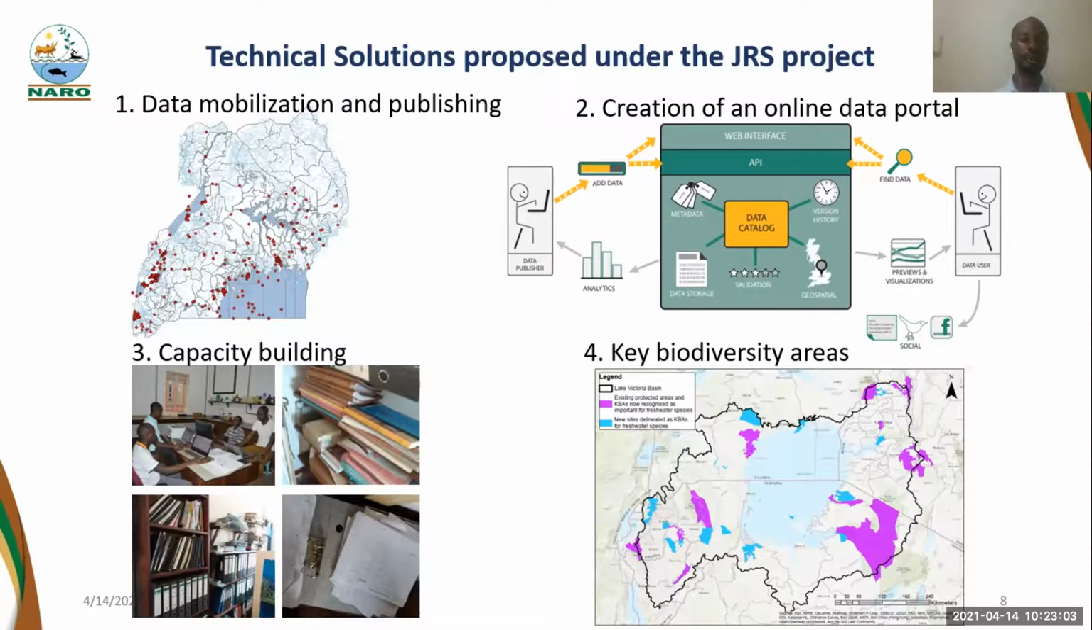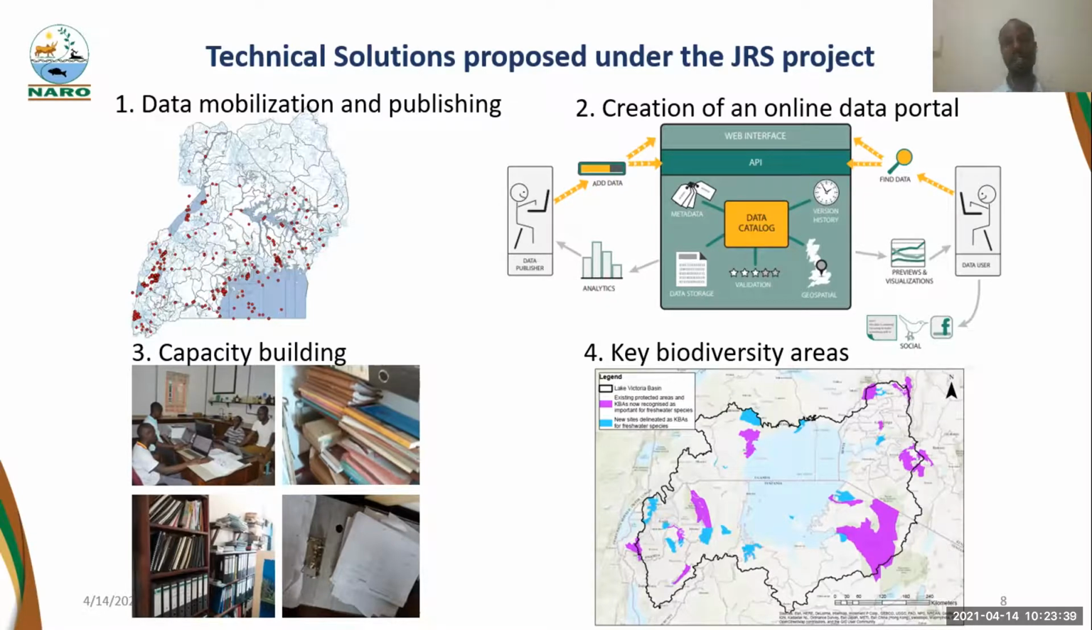Then the third technical solution was about capacity building. In the previous slide, I showed you that out of over 400,000 occurrence records that had been published through GBIF by 2017, none of those records were published by a Ugandan institution. And the reason is clear: we lacked the capacity to do that. So we proposed that as our technical solution in GBIF.